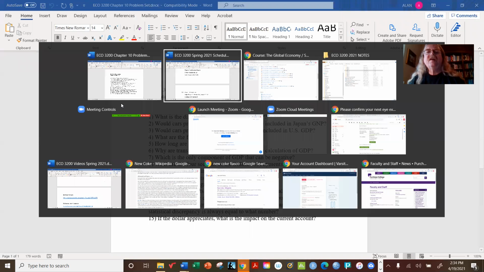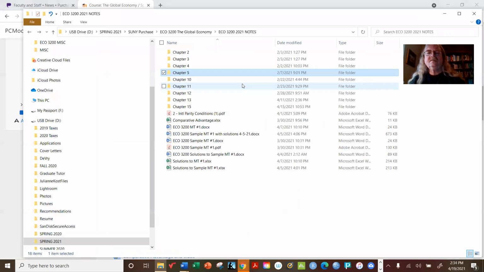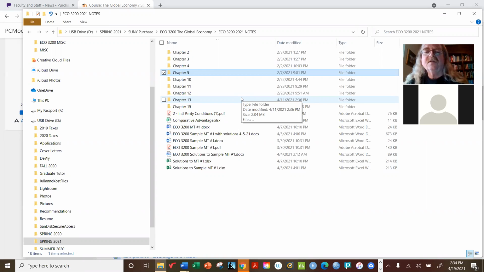And then the final. Now, I'm going to make a small change to the final. Originally, I wanted to do 12, 13, 14, and 15, but I think there's just not enough time for that. So instead, we're not going to do chapter 14 at all.